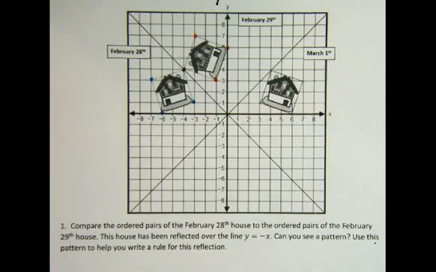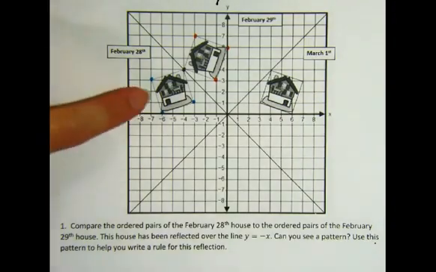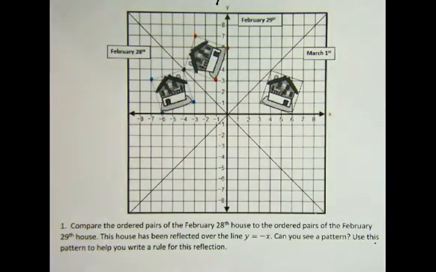For problem number 1, we have been asked to compare the ordered pairs for the February 28th house to the ordered pairs for the February 29th house. This house has been reflected over the line y equals negative x. By comparing the ordered pairs of the pre-image to the corresponding ordered pairs on the image, we're going to look for a pattern that we can use to write a function rule to represent the reflection over the line y equals negative x.